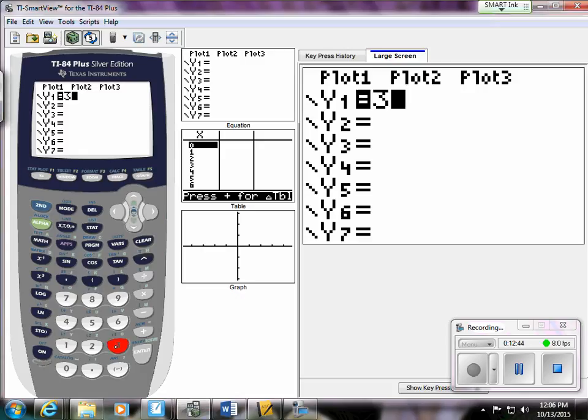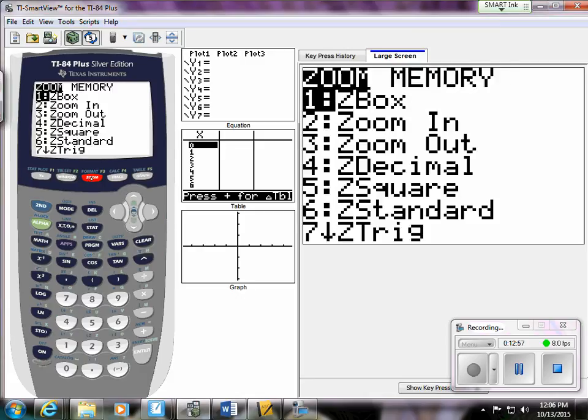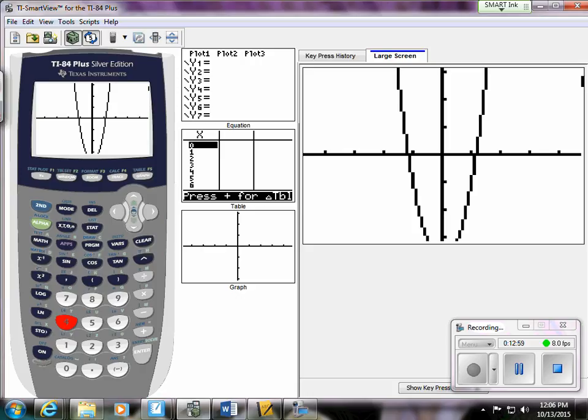Ridiculous. It's ridiculous. 3x squared minus 4. Now, if you're going to use the calc menu, you want to see the graph. So a nice window for this would be a zoom 4, a zoom decimal. You should see it like this. You see that parabola there?